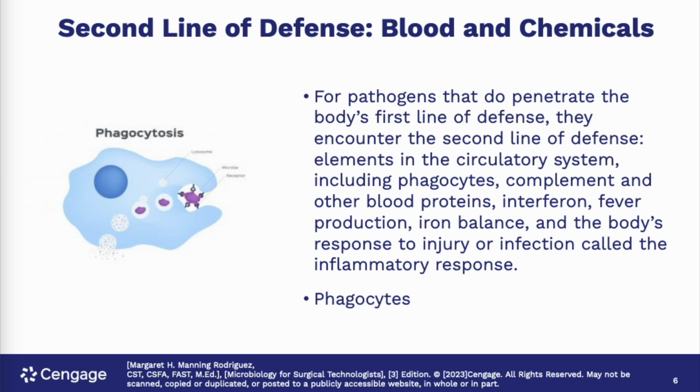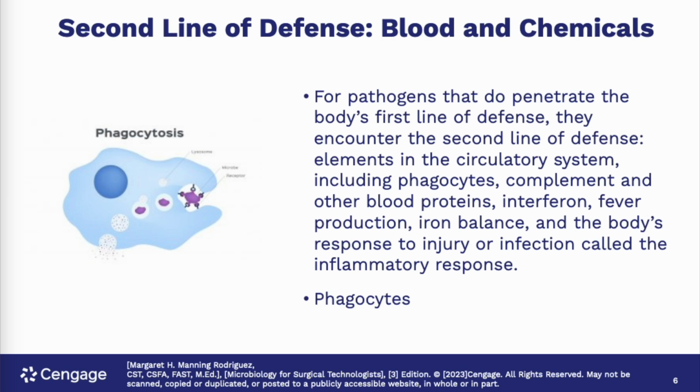Now, when pathogens bypass the body's first line of defense, the second line activates, focusing on internal protection through phagocytes, specialized white blood cells that engulf and destroy bacteria, debris, and dead cells. Blood proteins, complement proteins, and interferons help attack pathogens. Fever increases body temperature to inhibit microbial growth. Iron balance limits available iron to starve the pathogens. We have our inflammatory response that triggers swelling, redness, and heat to isolate and fight infection.